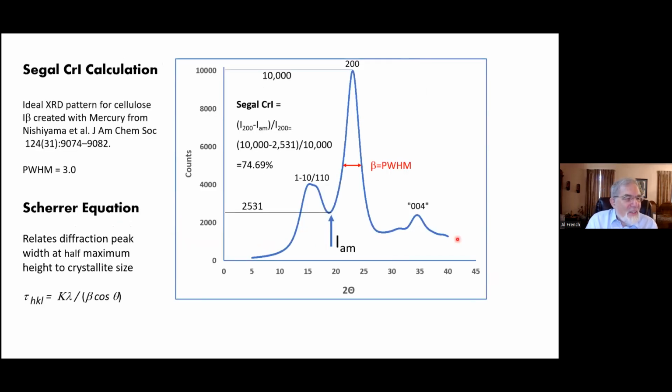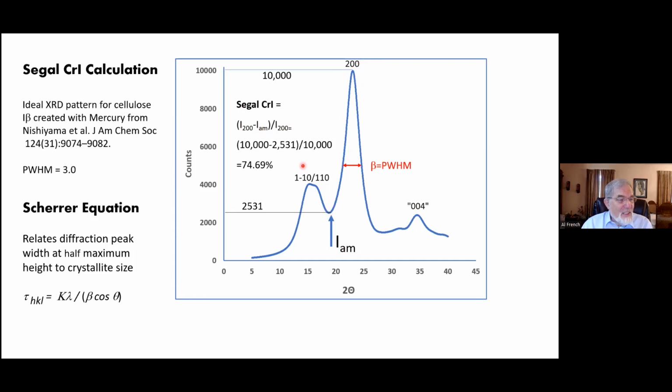So here's the Segal method revisited here. Nothing radical. Here's a nice powder pattern for cellulose that doesn't show all those individual points, and we'll get to that when we do Mercury. But the Segal equation is that the crystallinity index is just the intensity of this tallest peak minus the intensity at what is called the intensity for the amorphous point, divided by this tallest intensity. So here's where the amorphous intensity is measured.